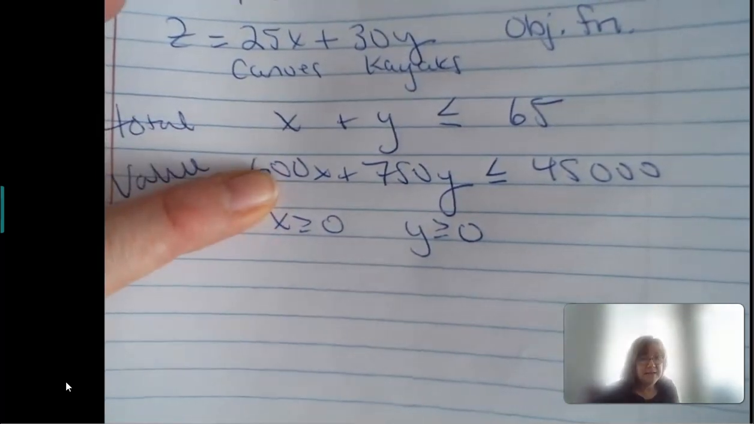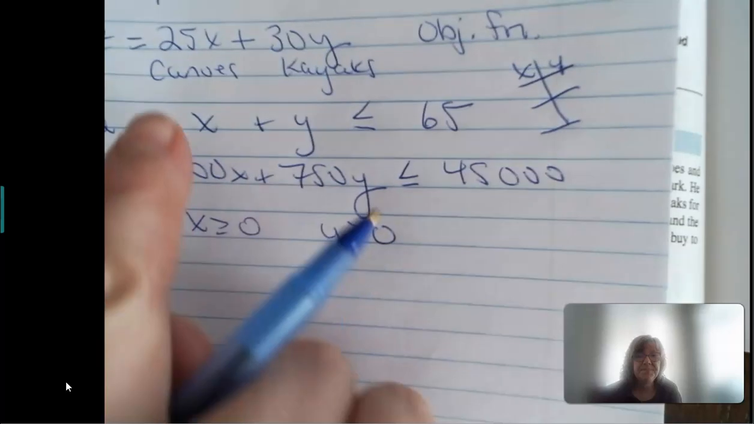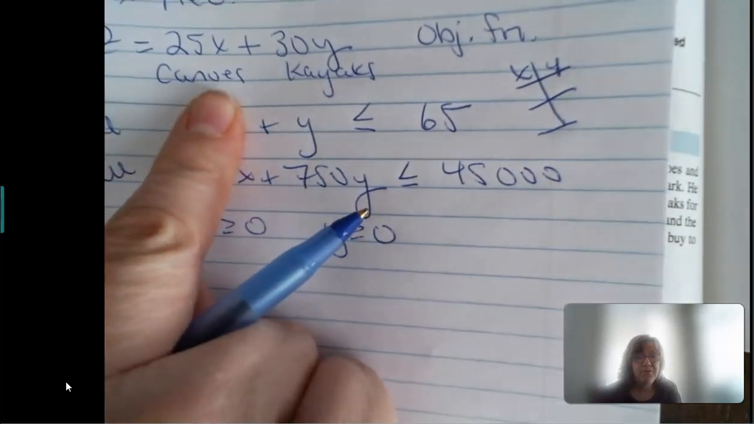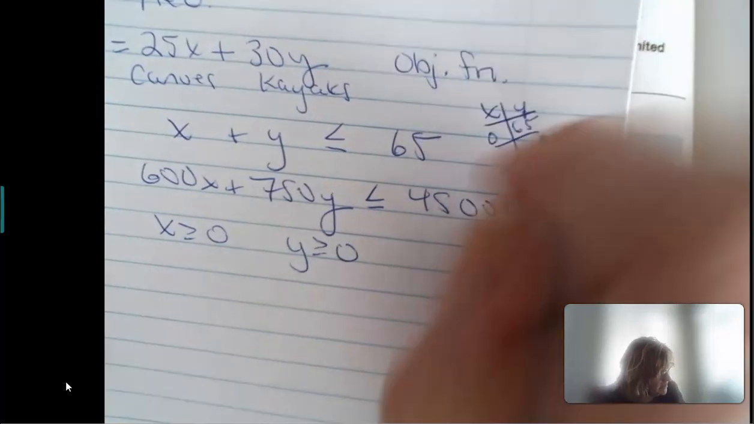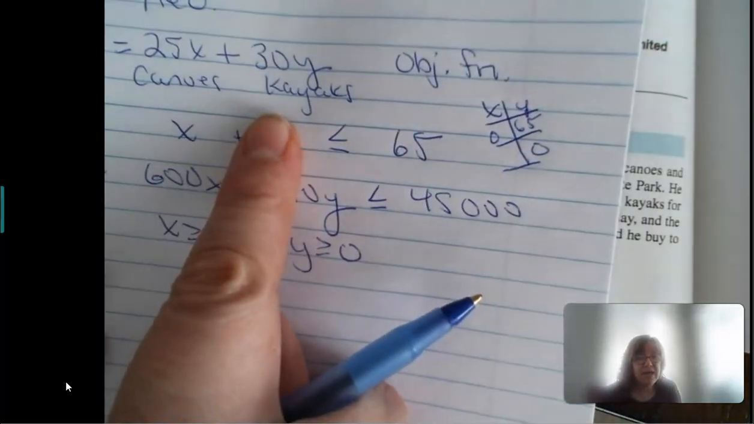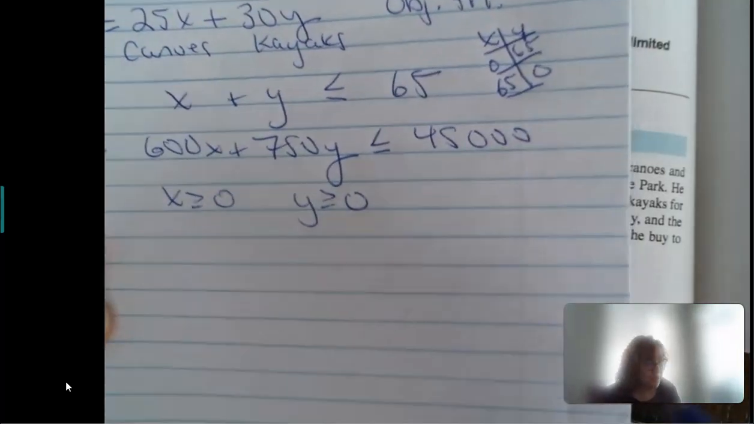All right, next thing we're going to do is graph these. Now, these are some big numbers here, so let's make our XY chart to see what our graph paper should look like. If I sub in 0 for X, I get 65 for Y. If I sub in 0 for Y, I get 65 for X. And we're just using intercepts to graph these.